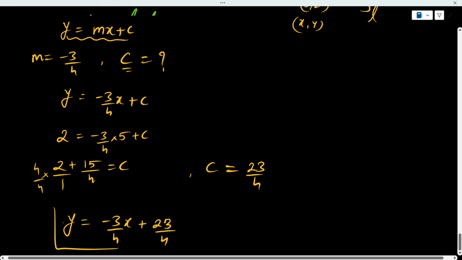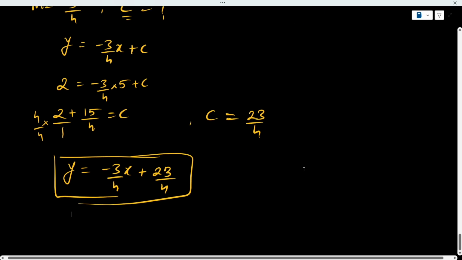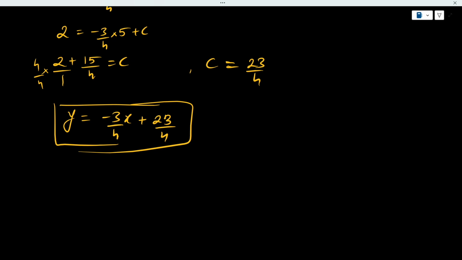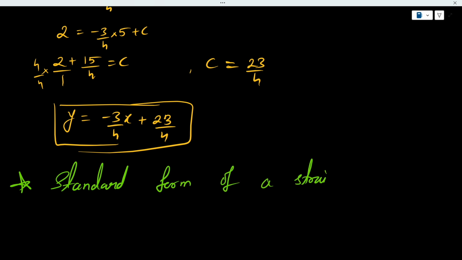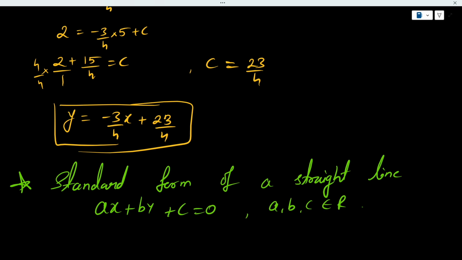Now this is your gradient form. This is the gradient form of the equation where y is the subject. But other than that, you see the standard form also here. Standard form of a straight line. This also you should know. A straight line is always in the form ax + by + c = 0, where a, b, c are real number constants, and a and b both cannot be 0, right?